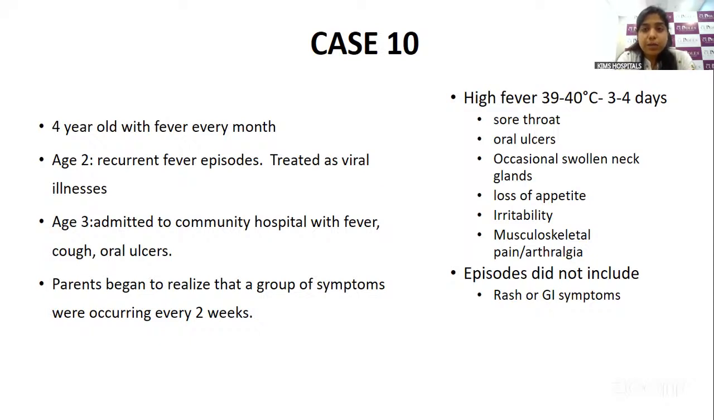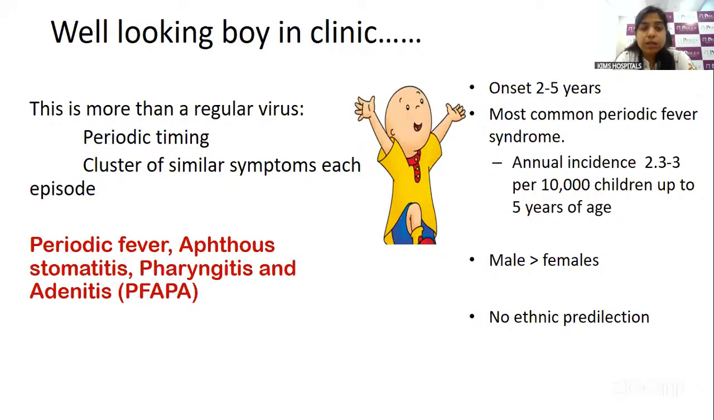On examination, this child had a high-grade fever, sore throat, oral ulcers, and occasional lymphadenitis. The child had loss of appetite and irritability, but did not have any rash or GI symptoms. In between the illness, the child was a well-looking boy. So this is not just a viral infection. Because of the periodic timing and clustering of symptoms, we diagnosed this child with periodic fever, aphthous stomatitis, pharyngitis, and adenitis.